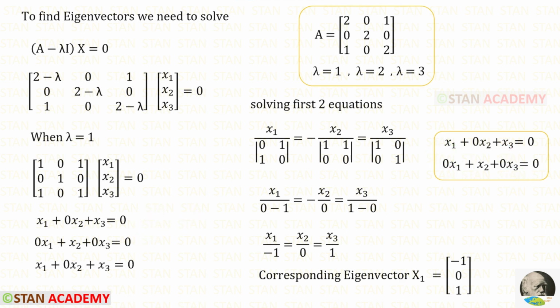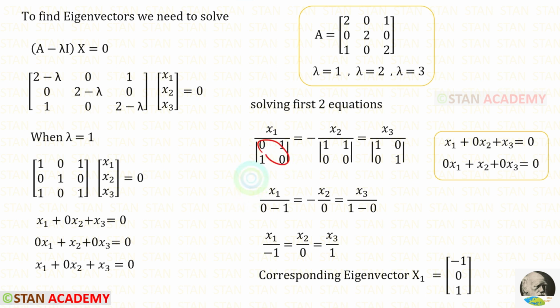Let us see how to use Cramer's rule. First, we have to write x1 upon. We have to cut x1 from both of the equations. The remaining are 0, 1, 1, 0 is equal to, with x2, we have to apply a negative sign. Then we have to cut x2. The remaining are 1, 1, 0, 0 is equal to x3 upon. We have to cut x3. The remaining are 1, 0, 0, 1.